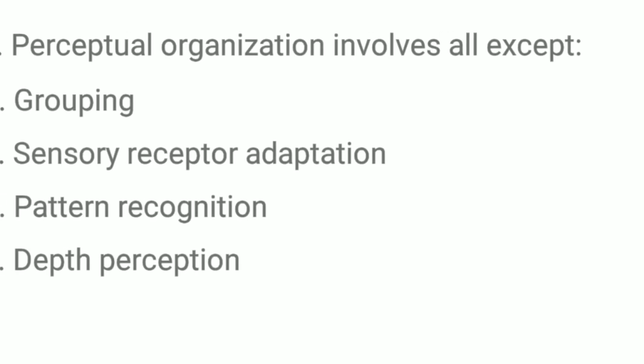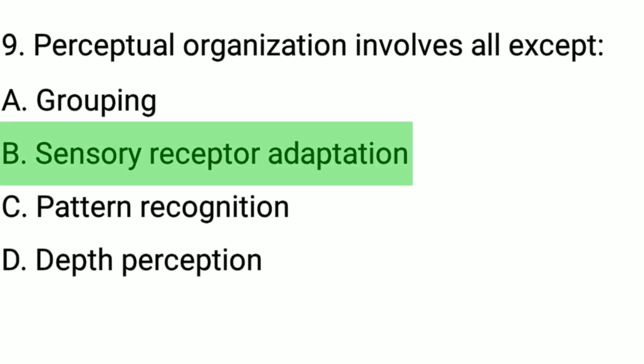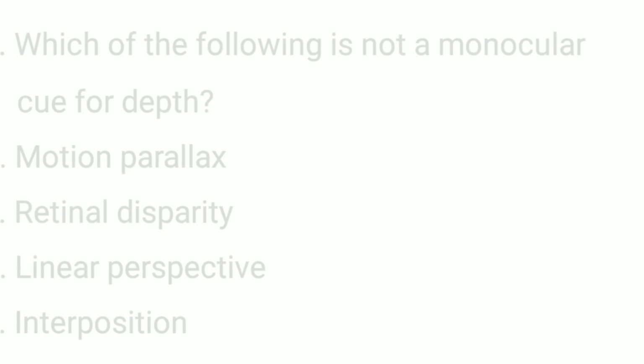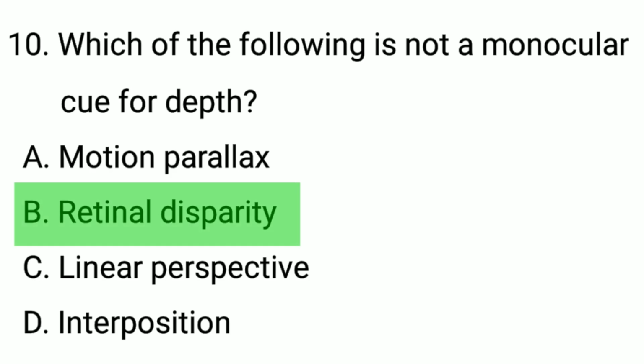Question number 9. Perceptual organization involves all except. The right option is option B, sensory receptor adaptation. Question number 10. Which of the following is not a monocular cue for depth? The right option is option B, retinal disparity.